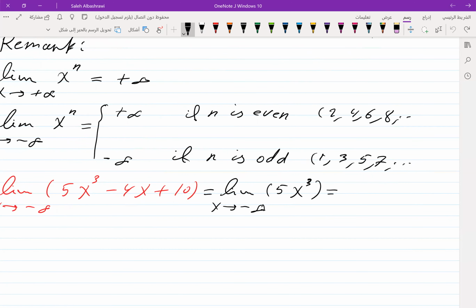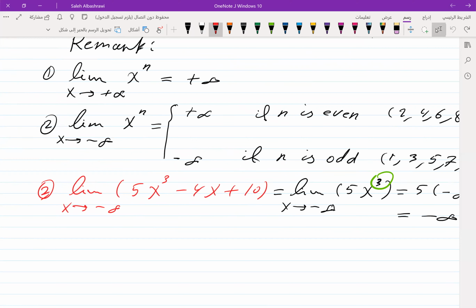Now, the power in this case is odd. So x to the power 3, where x goes to minus infinity, will be negative. So this will be 5 multiplied by minus infinity. X to the power 3, where x goes to minus infinity, is minus infinity. So it is 5 multiplied by minus infinity, which is equal to minus infinity. So the limit for this function is equal to minus infinity.